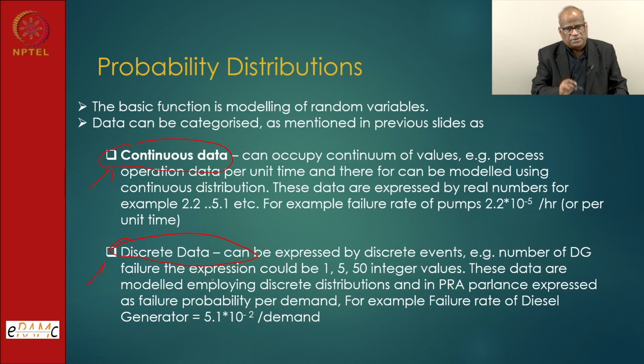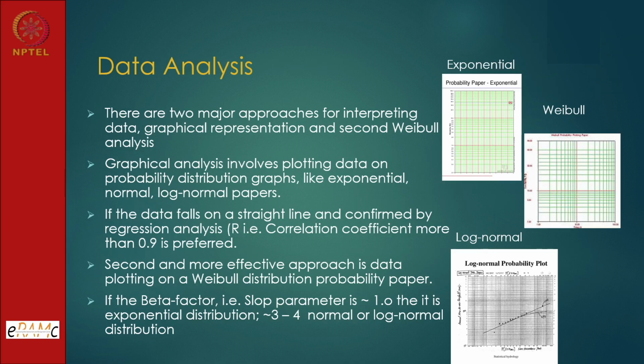So there are two types of distribution we have: continuous distribution and discrete distribution. Continuous data are expressed per unit of time, and discrete data are expressed in terms of per demand, or in terms of probability, or in terms of availability. Okay, and I showed you in the previous slide how you get per demand data, how you get unavailability data, and finally you can call it system unavailability. Okay, so now let us see.